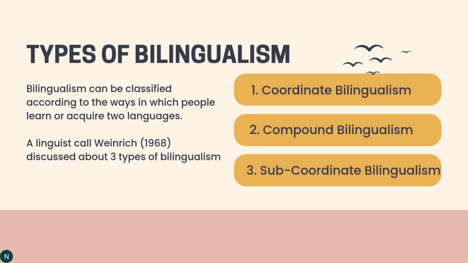Types of bilingualism. Bilingualism can be classified according to the ways in which people learn or acquire two languages. A linguist called Wayne Rich in 1968 discussed three types of bilingualism. First one is coordinate bilingualism, second one is compound bilingualism and third one is subcoordinate bilingualism.